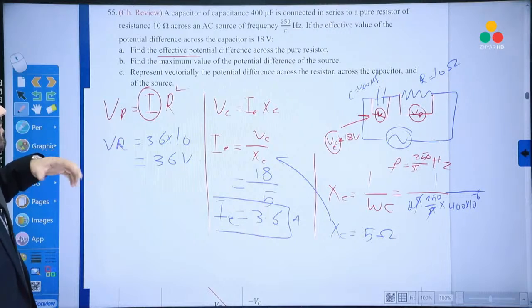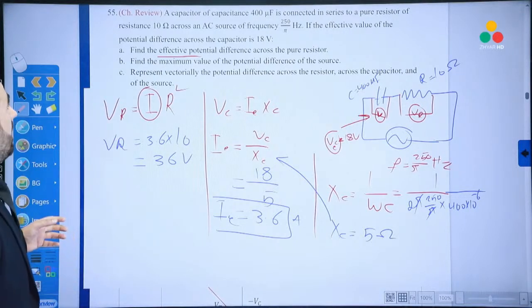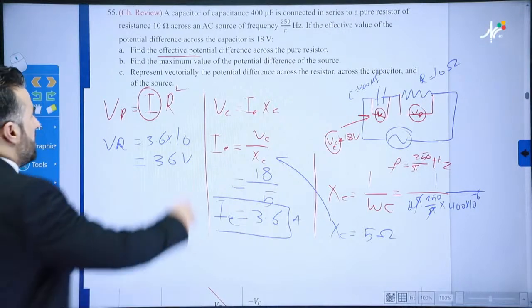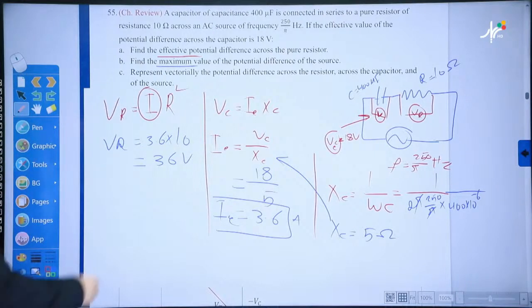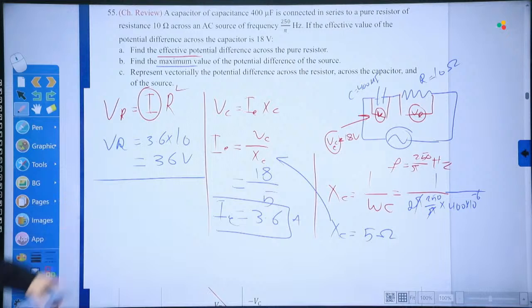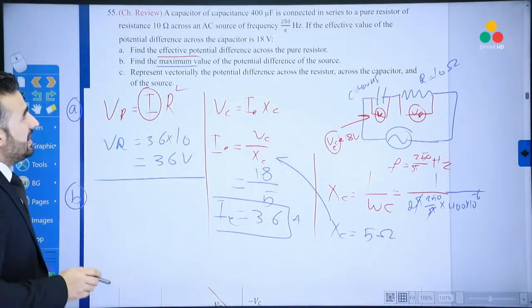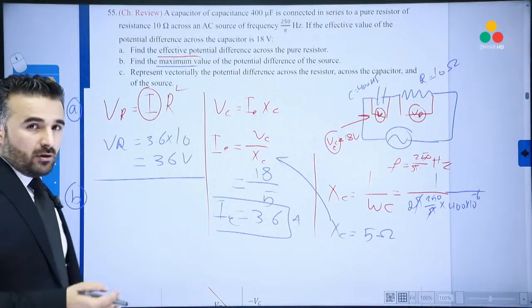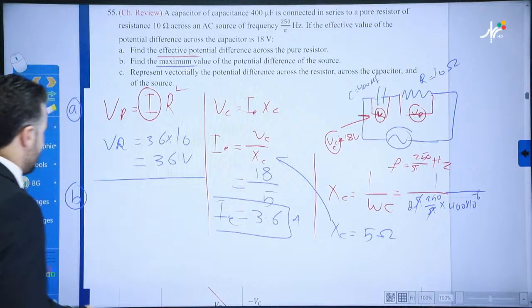The second part says find the maximum value of the potential difference of the source. So how do you find the maximum value of the potential difference? I think we should erase a few parts, but maybe afterwards. That was all part A. So for part B, remember, it says find the V maximum. First of all, we're going to find V effective total, and then using the effective total, we'll find V maximum.